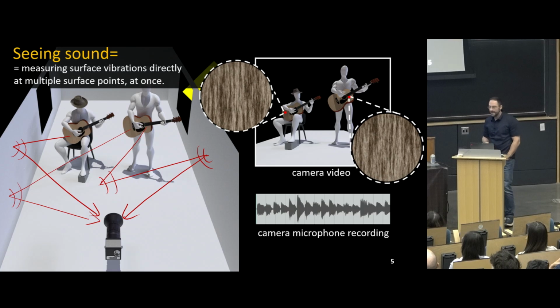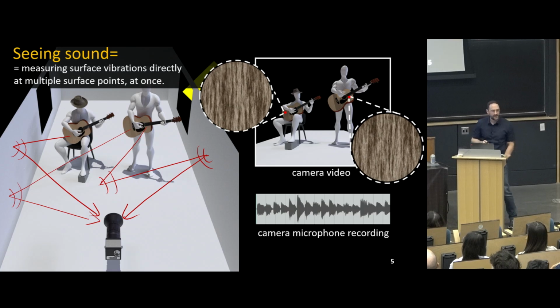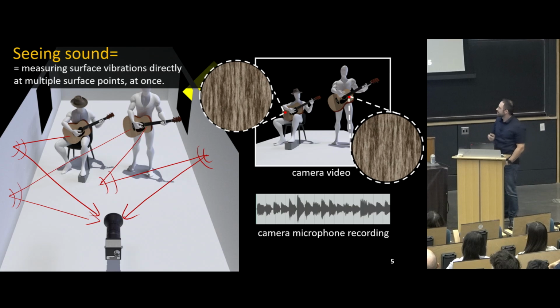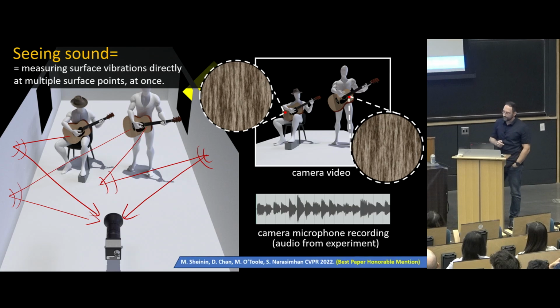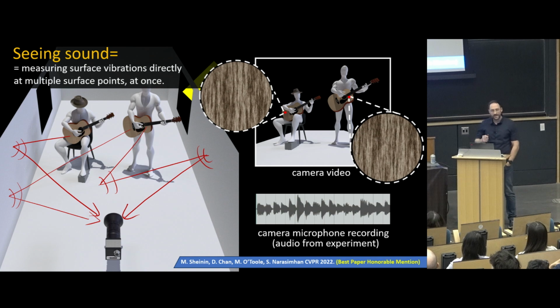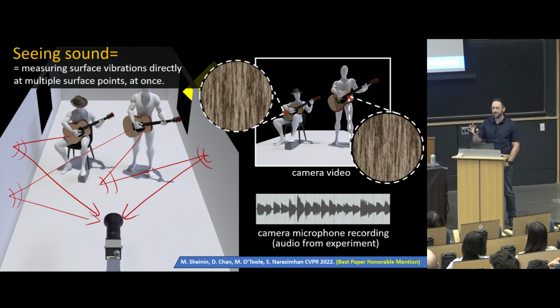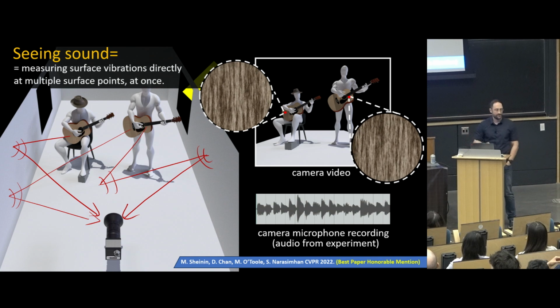Okay? In this scene, by the way, if we had that ability, we could bypass the camera microphone, which records both of these guitars, and listen to each guitar separately, just like we can see them separately.